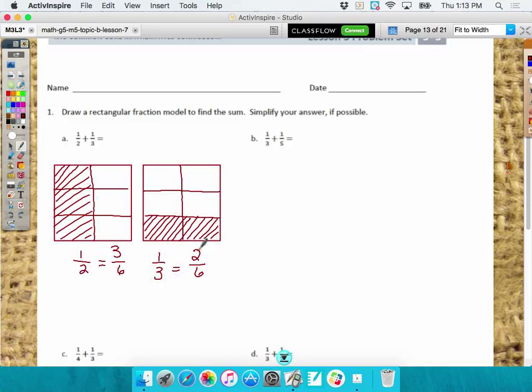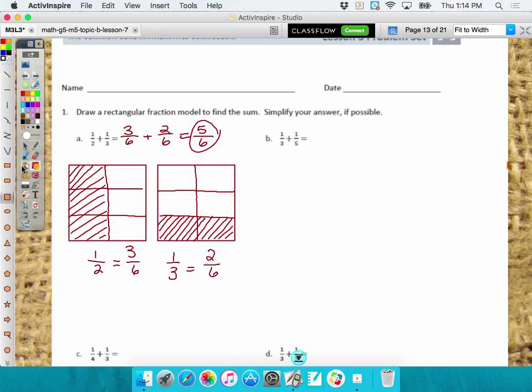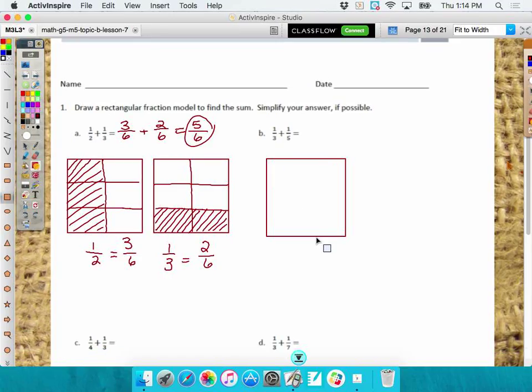2. Back up here beside the problem, rewrite the problem with the new numerators and denominators. And add your numerators. There's my answer. Can this be simplified? No. Most of the time when you see a fraction and the numbers are just 1 number apart, you can't simplify it. Let's go on to the next one.